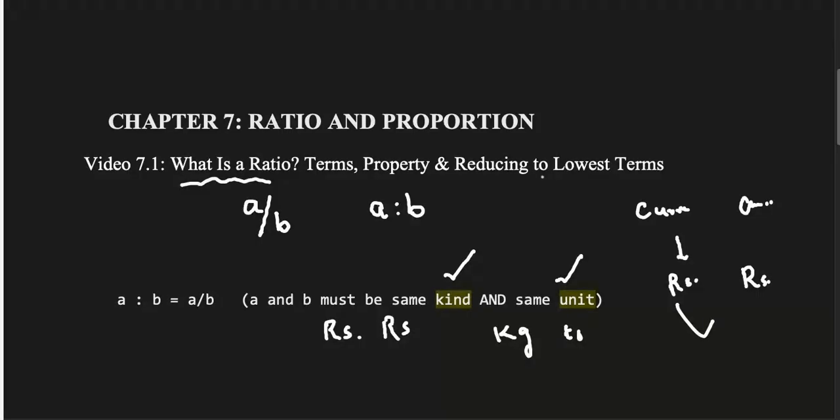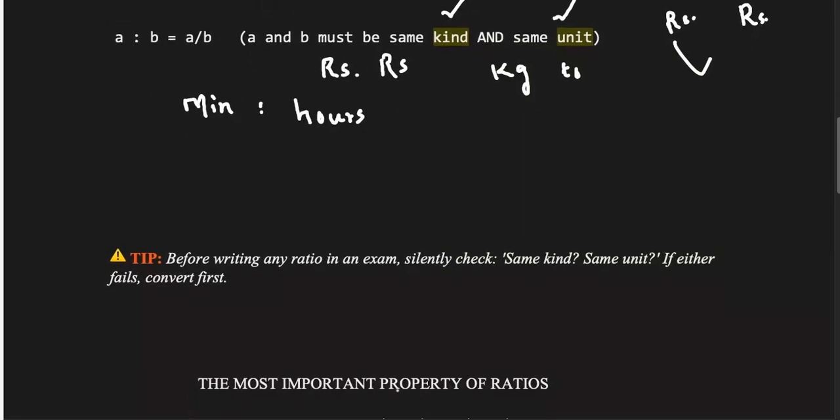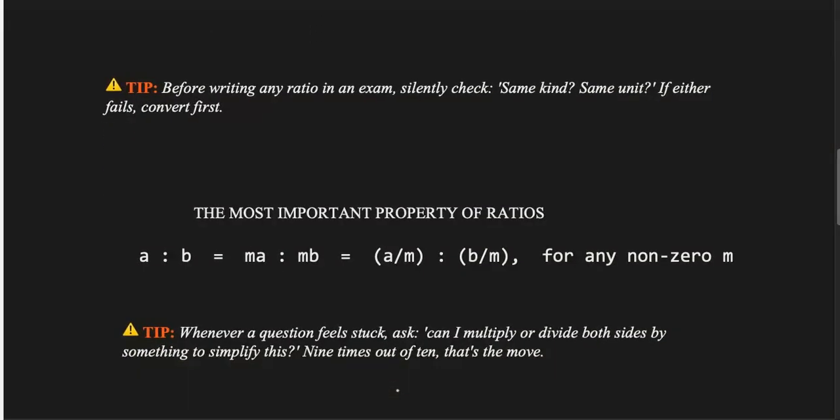Before writing any ratio in any exam, silently check whether it's the same kind and same unit. If not, then you have to convert it first. For example, if minutes are given and you are comparing against hours, you change either of them into minutes or hours, make them the same, then you compare and find the ratio. Understood? Good. So before writing any ratio in the exam, check same kind, same unit.